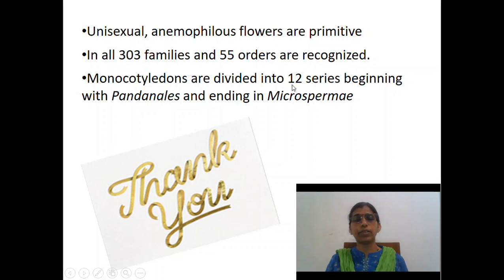Monocotyledons are divided into 12 series, beginning with Pandanales and ending in Microspermae. This is about the outline and merits and demerits of the Engler and Prantl system of classification of plants.